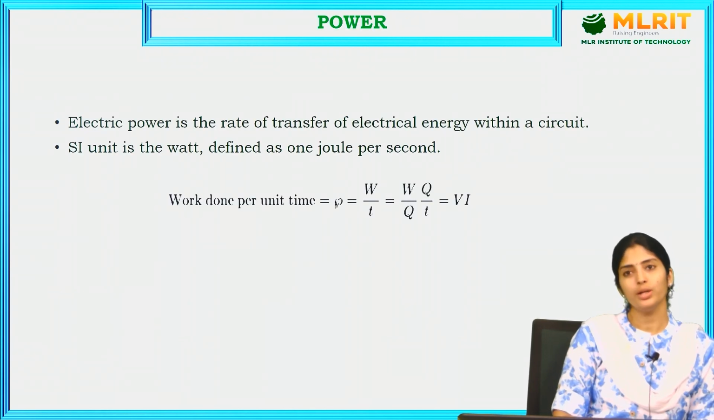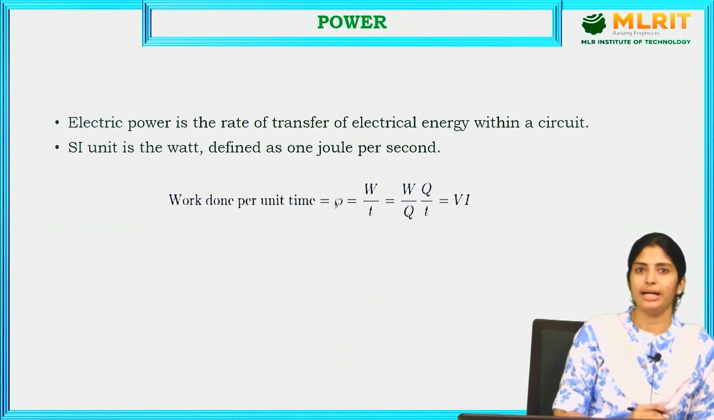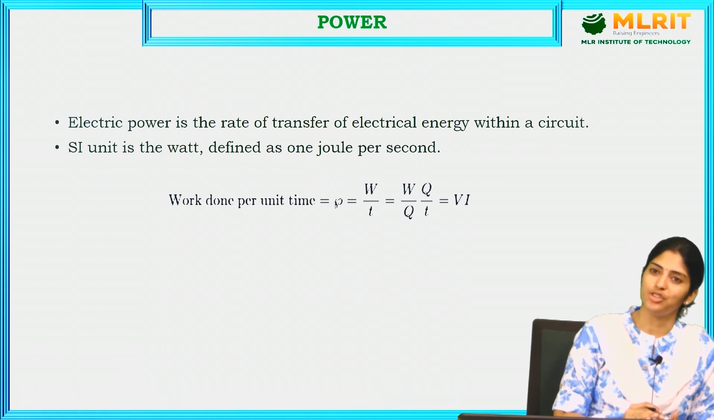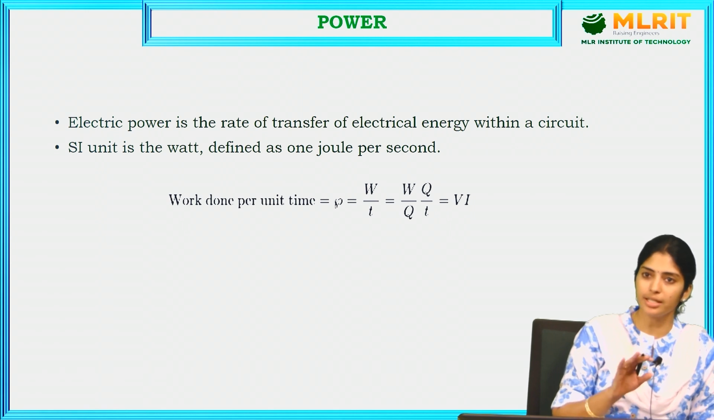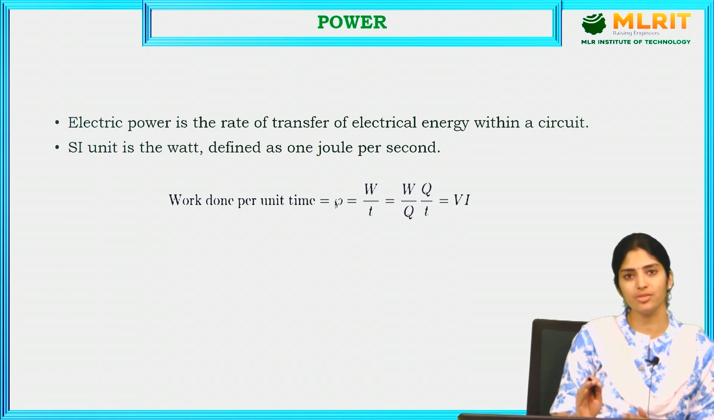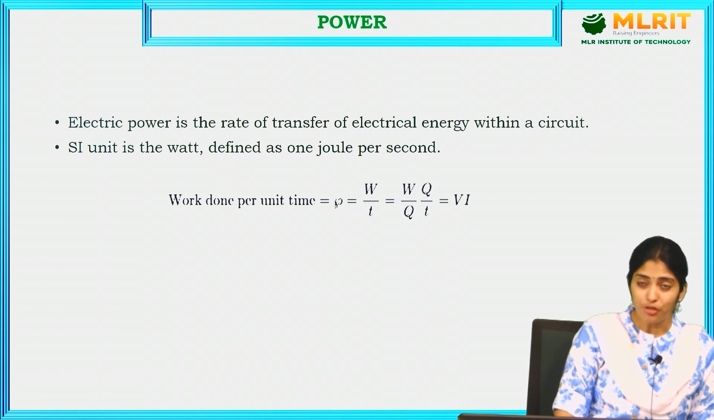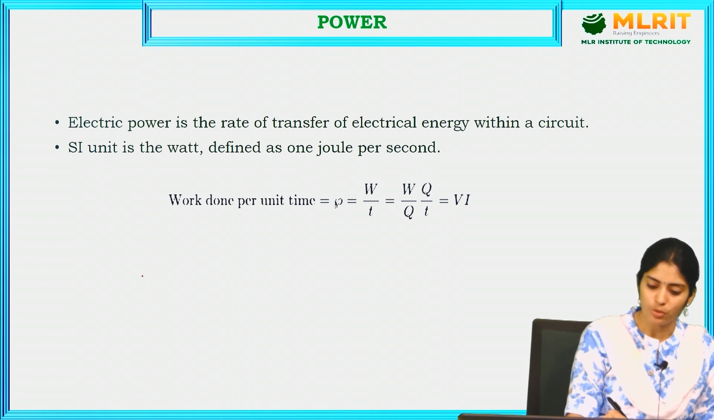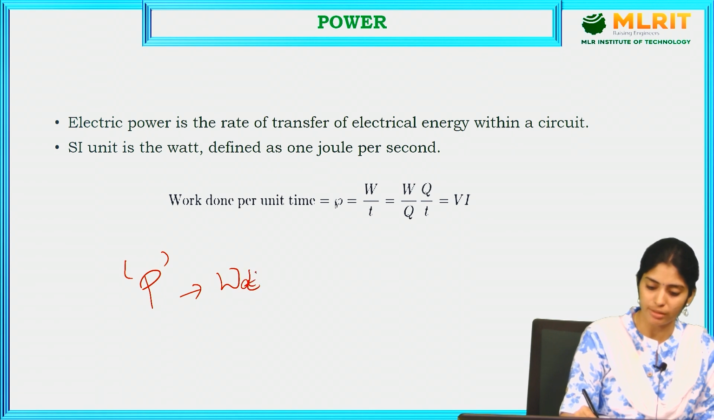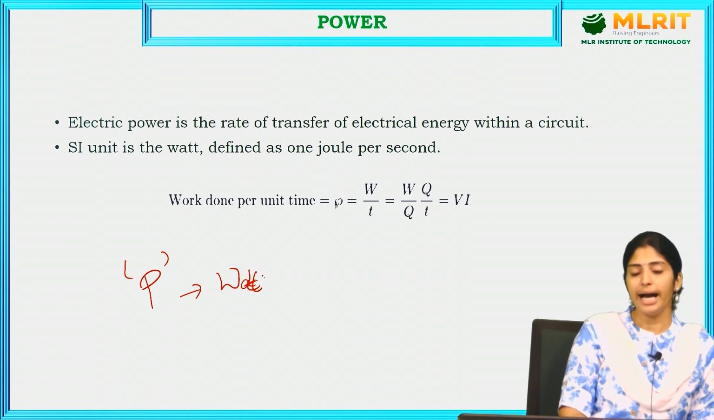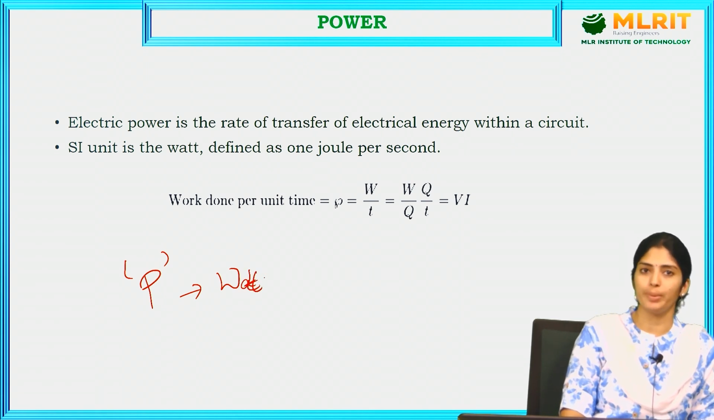So now let us see the word power. What is power? Power is nothing but the transfer of electrical energy within a circuit. Within a circuit, how the electrical energy is transferred. The unit of power is watt and power is denoted by the symbol P. And it is also defined as joule per second.